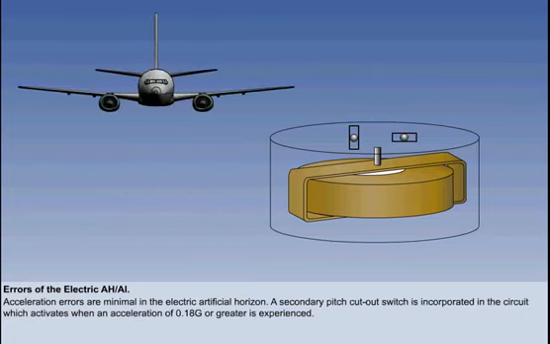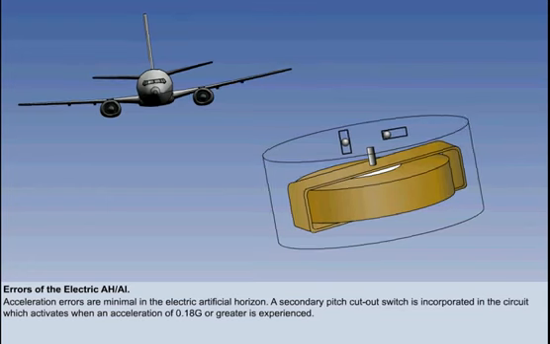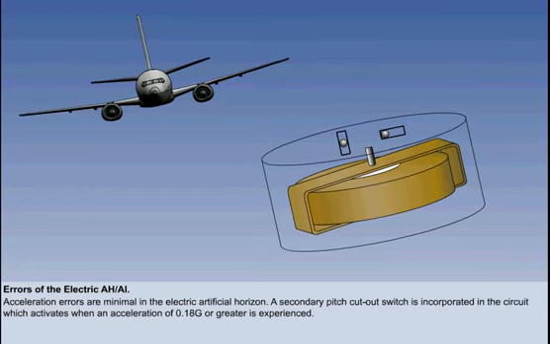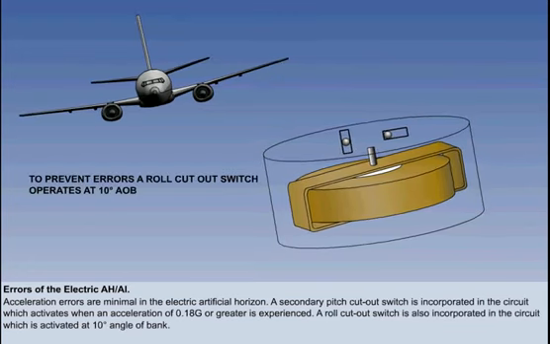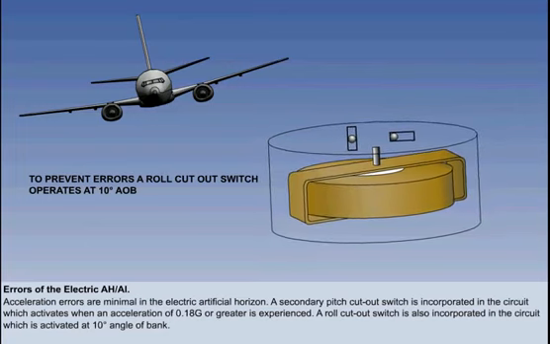Similarly, in a turn, the mercury in the mercury roll sensing switch would falsely activate the roll torque motor. A secondary roll cutout switch is therefore incorporated in the circuit, which is activated at 10 degrees angle of bank.